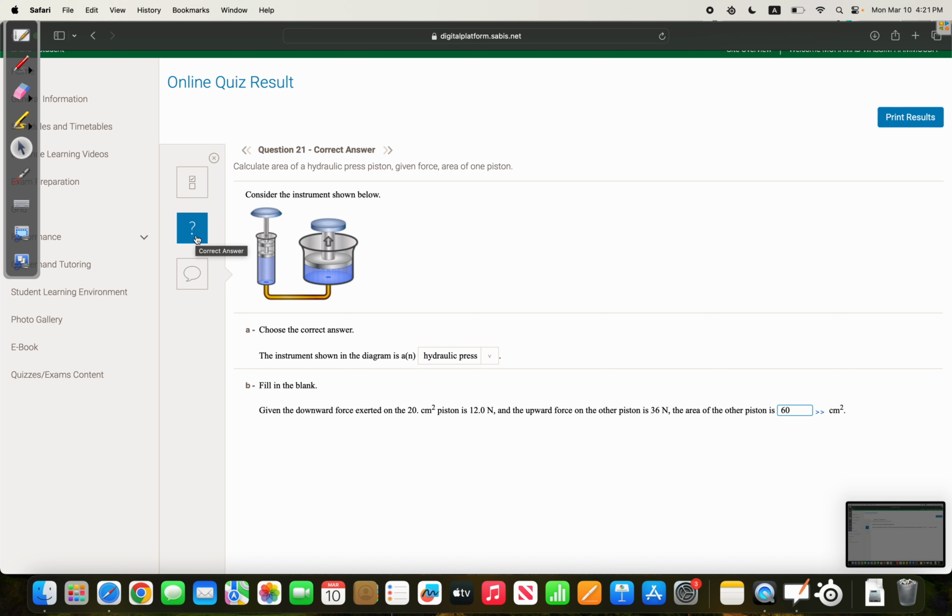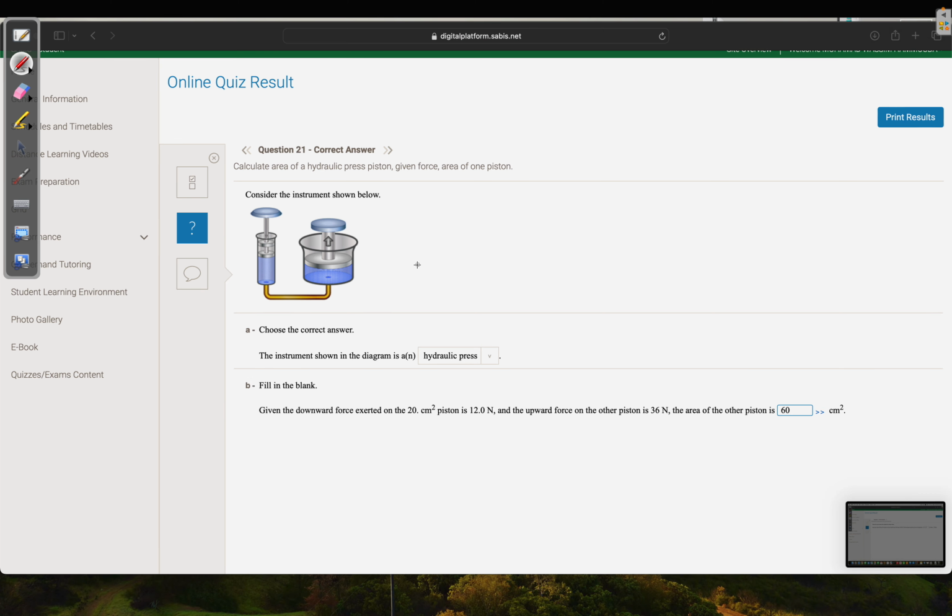The instrument shown below is a hydraulic press. Now here we're gonna use the same approach. Given the downward force exerted on the 20 centimeter squared piston is 12 newtons and the upward force on the other piston is 36 newtons, the area of the other piston is what? As I've done before, we can just do the force of one piston times the area of the other piston. So we're gonna do 36 times 20, and then divide by the force of the first piston, divided by 12, which is 60.